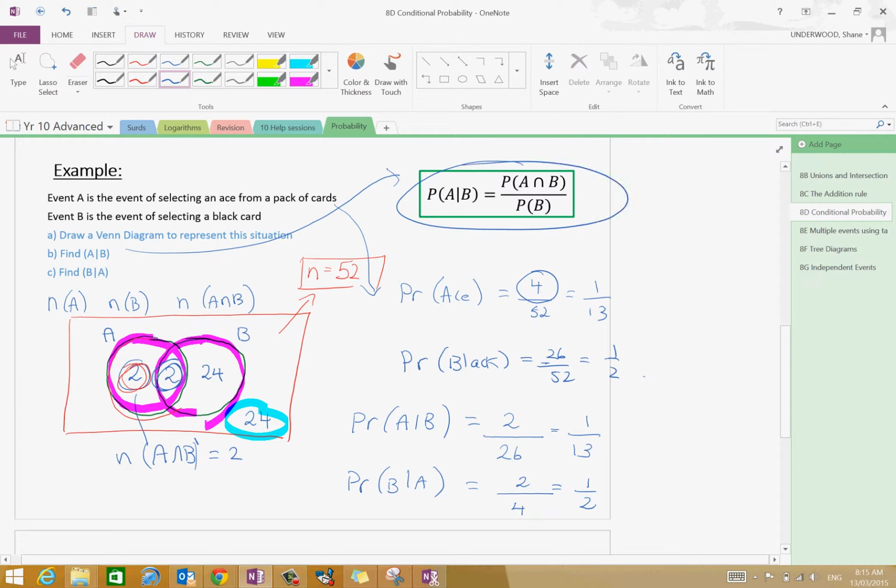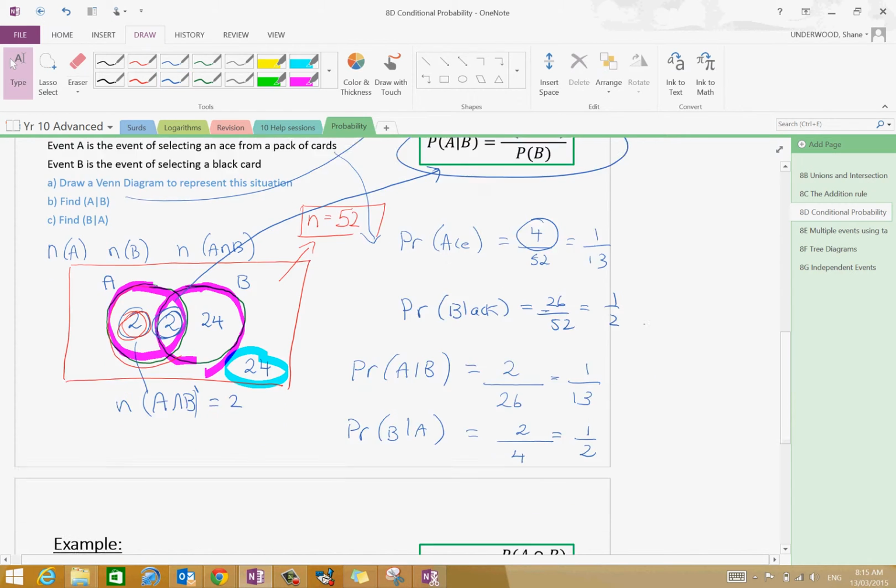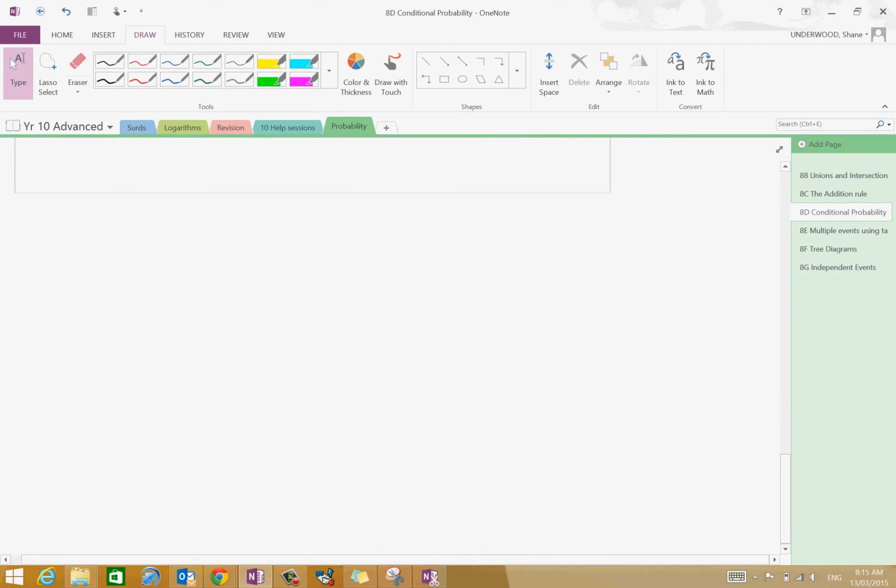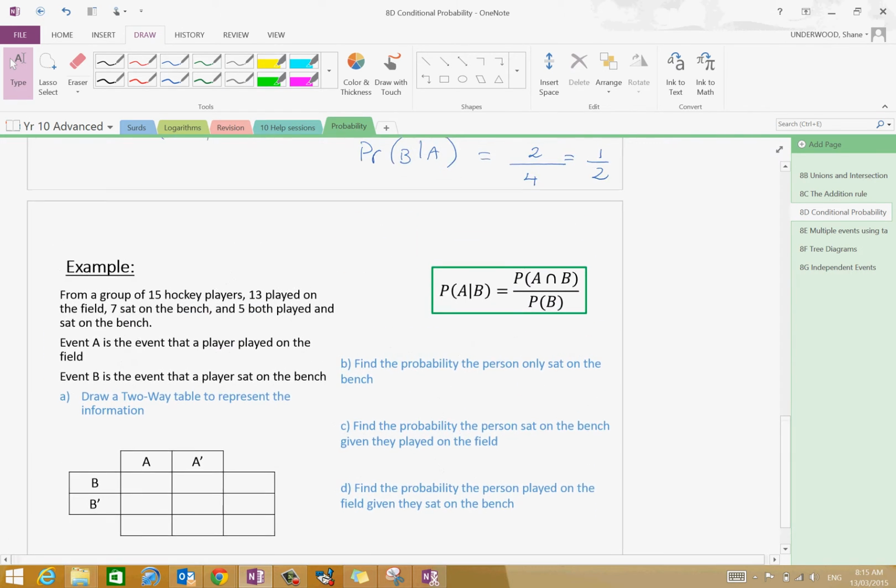Now you can use this formula, but if you've drawn a Venn diagram, you don't need to use that formula. It really is basically just sort of explaining that. So having a Venn diagram is really important. Now let's have a look and start looking at what's called a Karnaugh map.